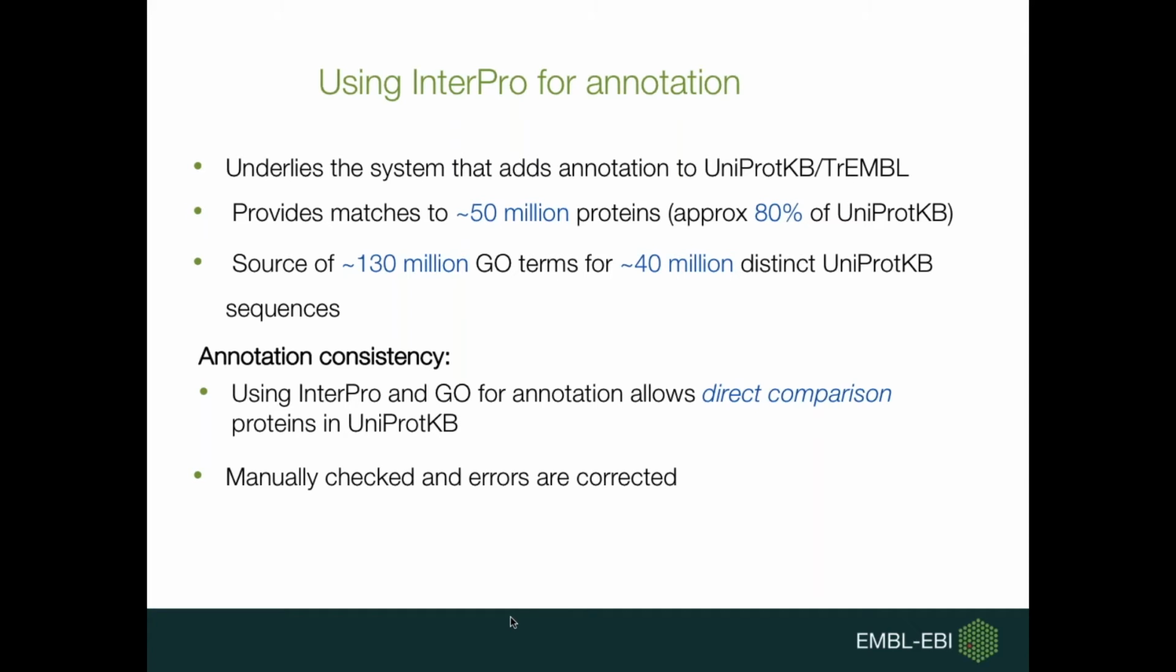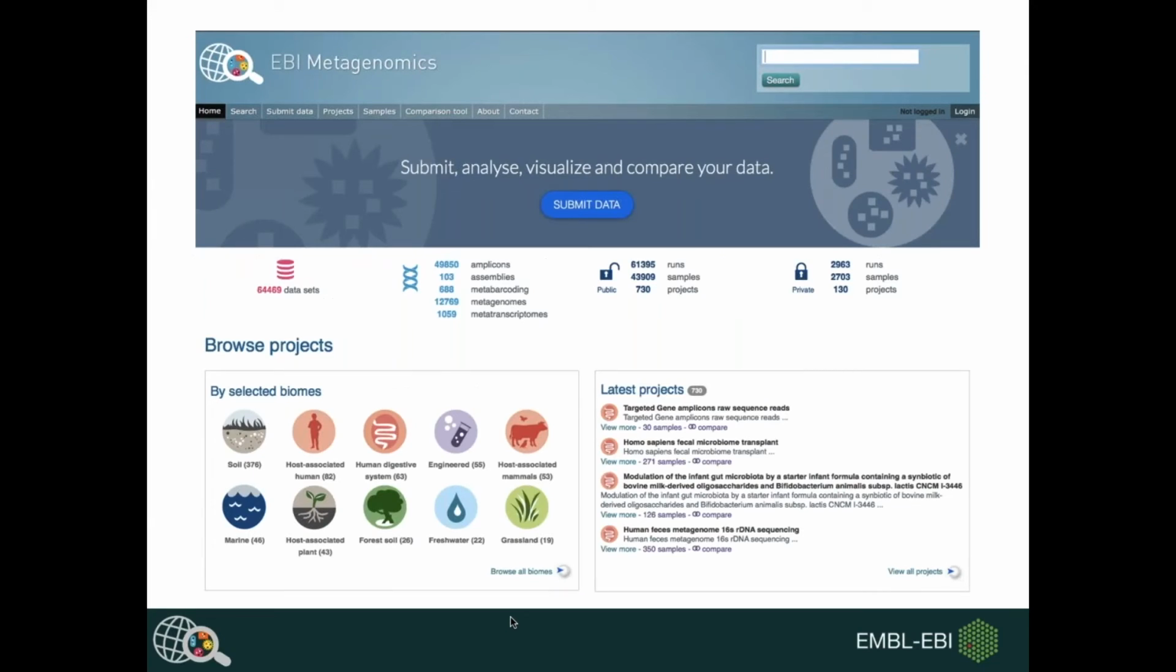And also, entries are manually checked, errors are corrected. So I'm not going to say there are no errors in the database, but you should hopefully not get a situation like the one I pointed out earlier, where you have proteins erroneously annotated as having the wrong function. So that's kind of the background on our analysis pipeline and how we do the analysis.